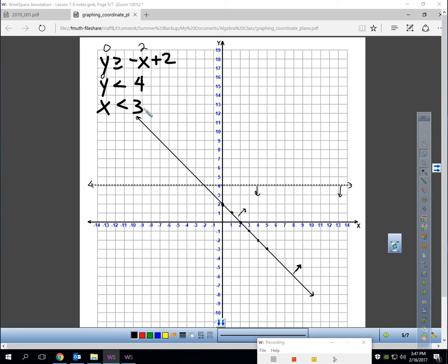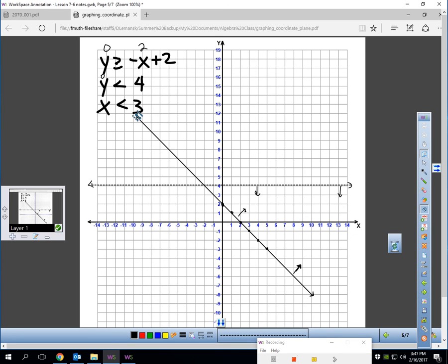x less than 3. Now, if x equaled 3, I would have a dotted line right here for the less than. There's the x equals 3. There's a dotted line. Let's test 0, 0. Is 0 less than 3? Is that true? Yeah, it is. So I want to shade left of this line. So I want to shade above the bold line, below the horizontal dotted line, and left of the vertical. Can you see how that would be in here? I'm only shading where all three of these things overlap.